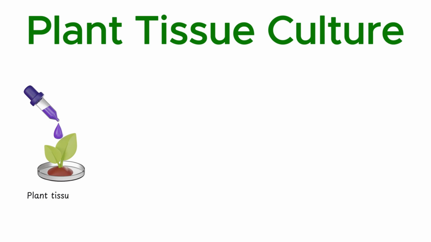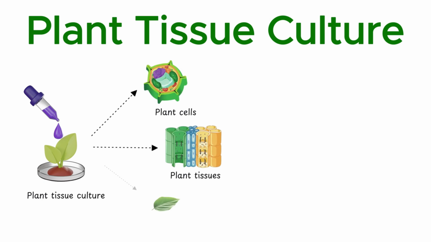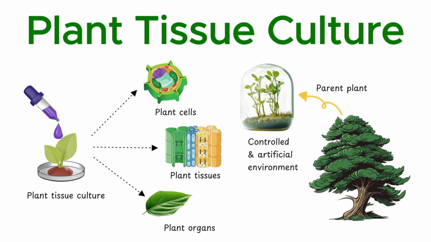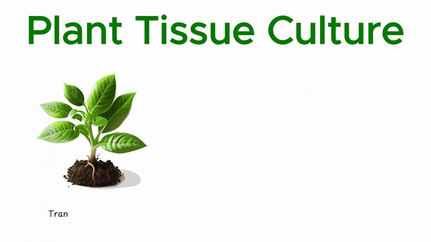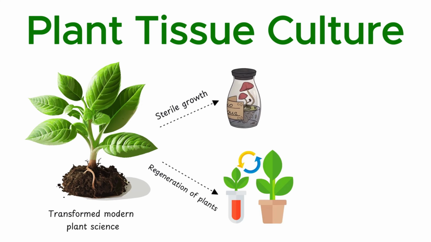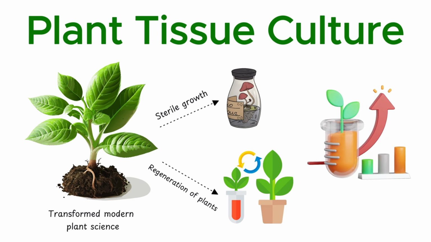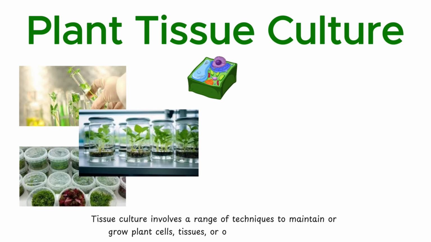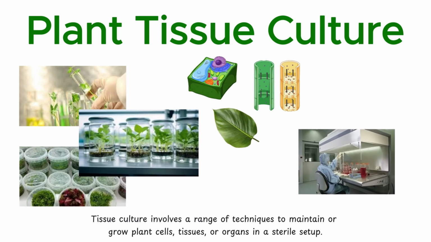Plant tissue culture is a cutting-edge technique used to cultivate plant cells, tissues, or even entire organs in a meticulously controlled and artificial environment outside their parent organism. It is also known as micropropagation. This innovative method has transformed modern plant science by enabling the sterile growth and regeneration of plants, offering unparalleled precision and potential. At its core, tissue culture involves a range of techniques to maintain or grow plant cells, tissues, or organs in a sterile setup.